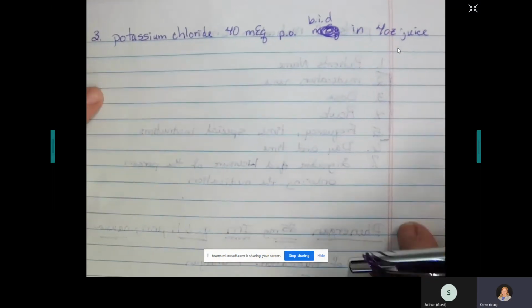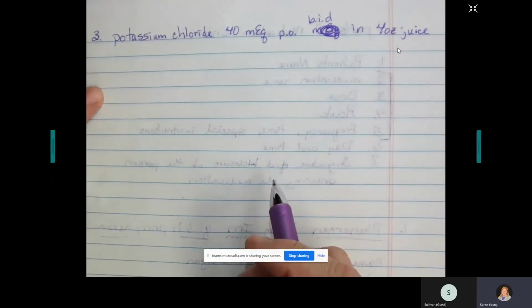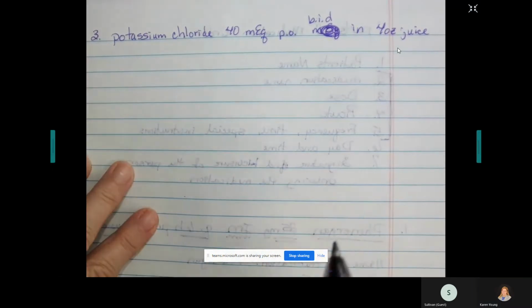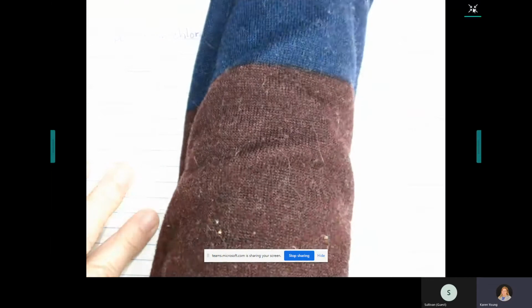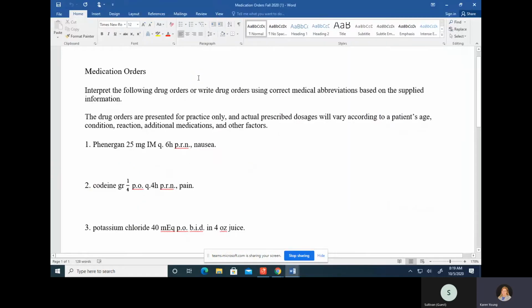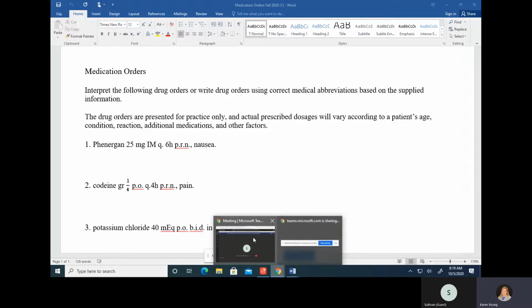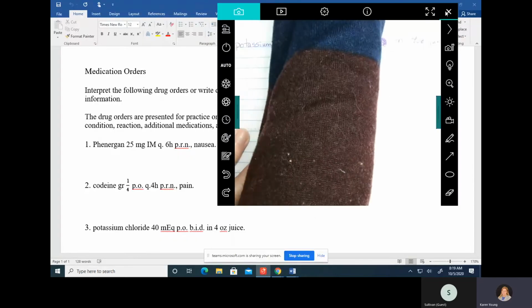I just opened it. It was not published. You have to set your page or something. But it'll look like that. Medication orders.